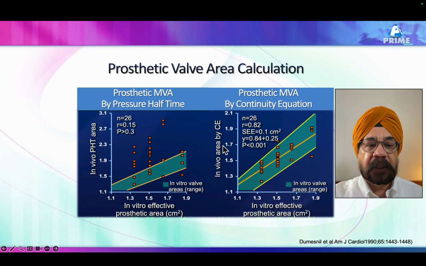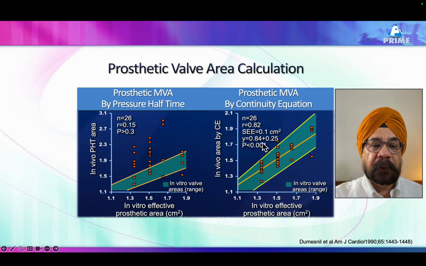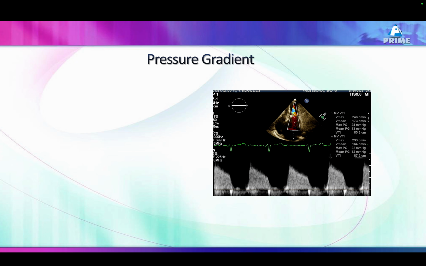So this is the study which showed the mitral valve area calculation based on the continuity method compared with pressure half time, which is so variable. So it's recommended, in the prosthetic valve and a calcified valve, please do not use pressure half time to calculate mitral valve area.